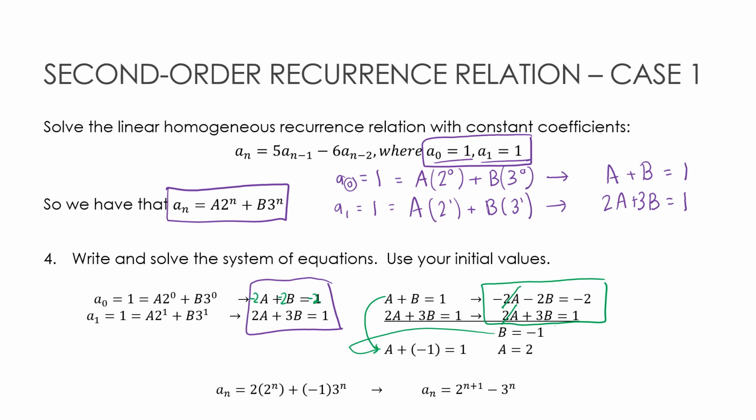And then all I did was take this equation and replace a with 2 and b with negative 1. Notice here I ended up with 2 times 2 to the n, so I actually wrote that as 2 to the n plus 1 because really I'm just adding those exponents. And I changed my plus to minus because I was dealing with a negative 1, but this would be my explicit way to write what a sub n is.